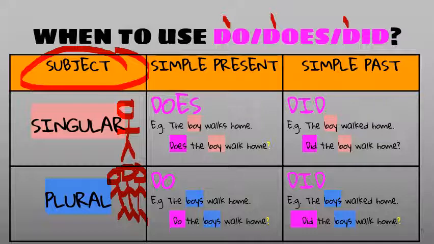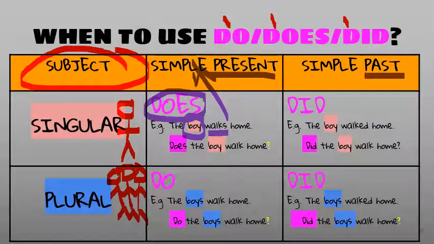The second thing that I have to keep into consideration is my tense, whether I'm in the present tense or whether I'm in the past tense. When my subject is singular, for example, the boy walks home, and my verb walks is in the simple present tense, then I am going to use does. So for a singular subject in the simple present tense, I use does. Does the boy, only one boy, therefore does. Does the boy walk home? Question mark.